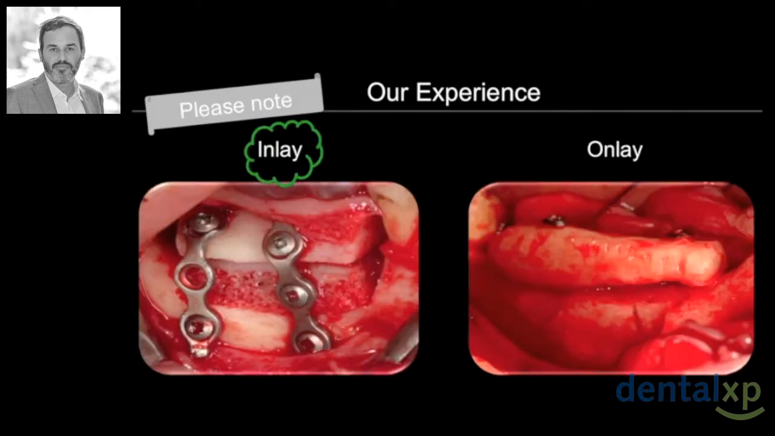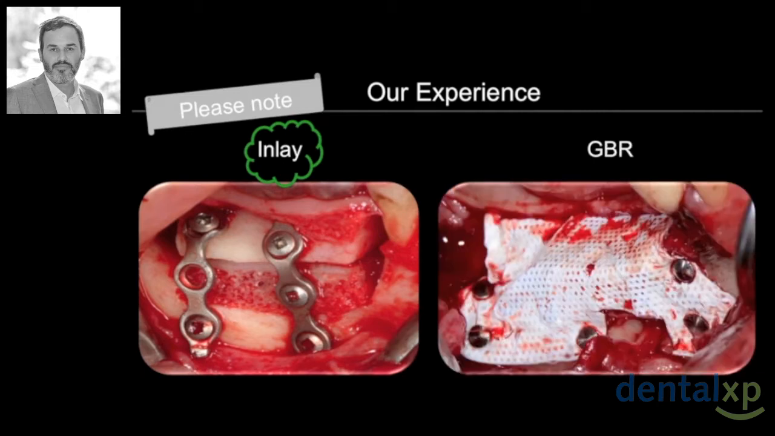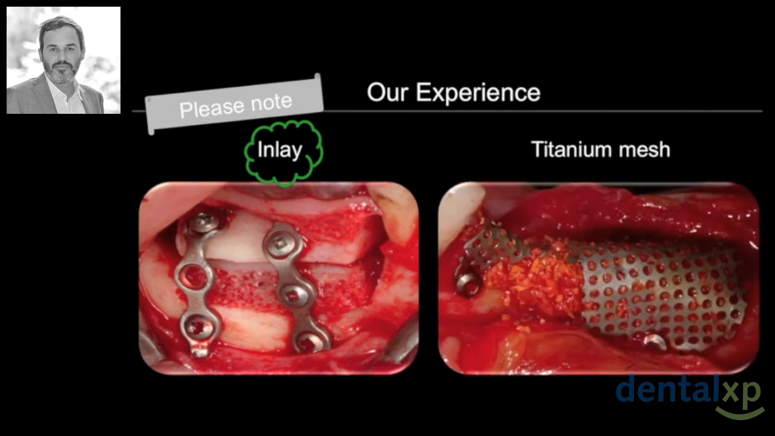You can see how the bone block is better protected than in, for example, other techniques like the onlay technique or the GBR technique, like in this picture, or any other reconstructive technique in which a bone block or particulate graft is inserted above and not in between. Remember, dear colleagues, we are treating atrophy of the posterior mandible.